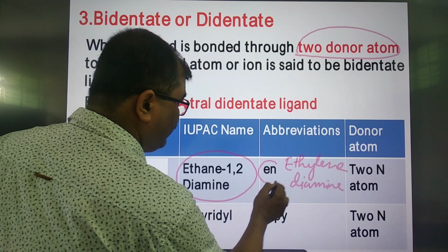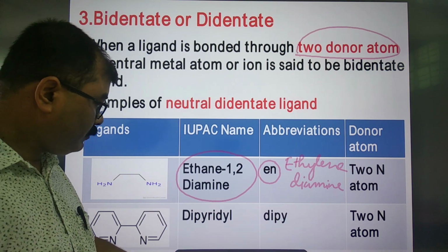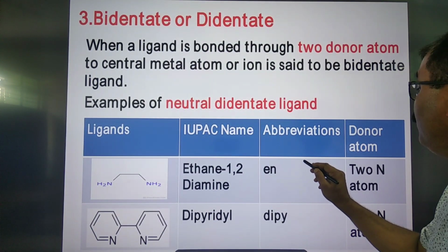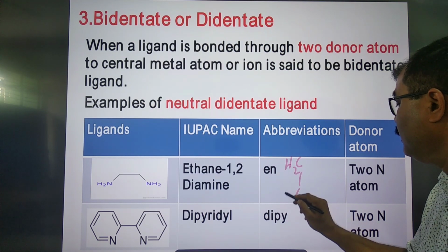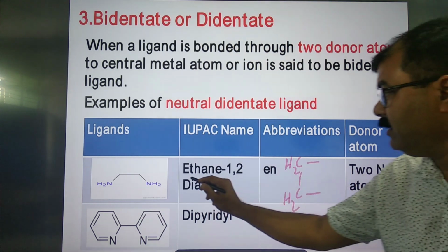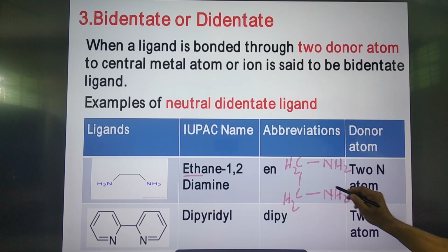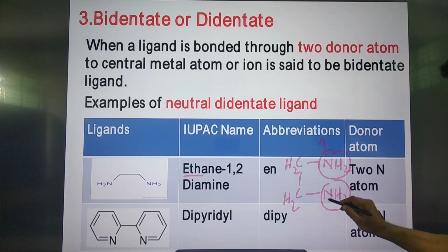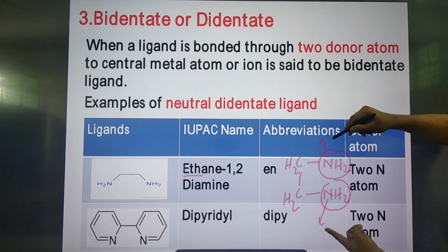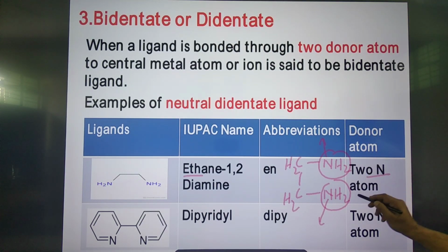Then the abbreviation is en. I have written here this bond line formula, but what is the actual structure? Here ethane with two carbons, that is why ethane. And why diamine? Because there are two amino groups. There are two donor atoms, these two donating sites. Have you understood? Yes, there are two nitrogen atoms as donor atoms.